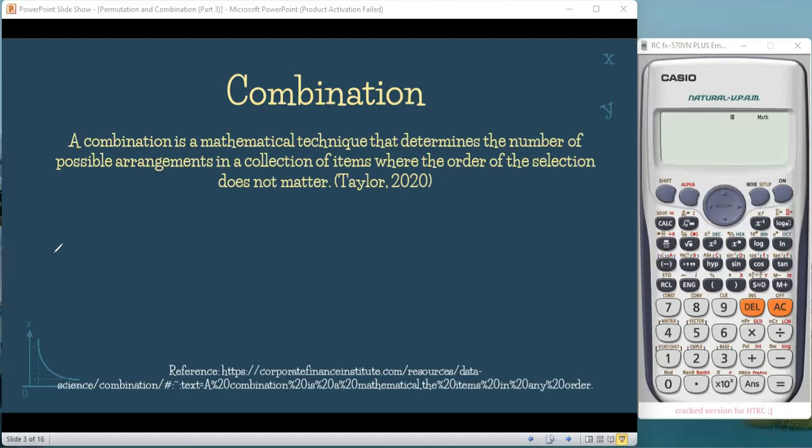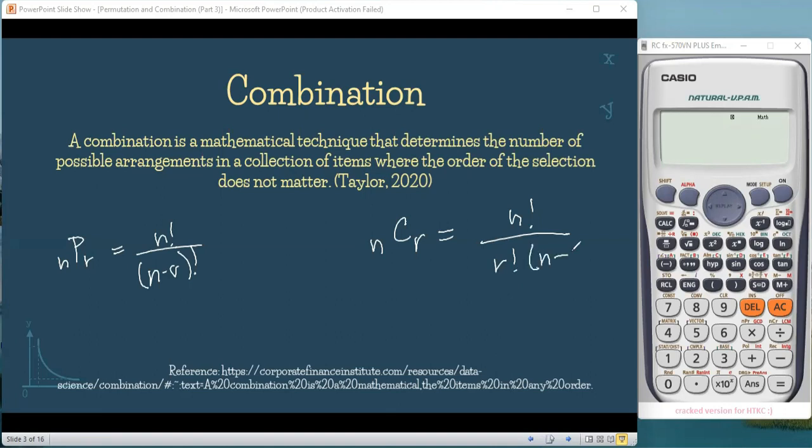So kung maalala po natin, meron po tayong formula kay permutation such as the permutation of n objects taken r at a time is equal to n factorial all over n minus r factorial. So, kay combination naman po, meron din po tayong gagamitin na formula. But this time, meron po tayong the combination of n objects taken r at a time is equal to n factorial all over r factorial times n minus r factorial. So, yan po yung gagamitin nating formula.